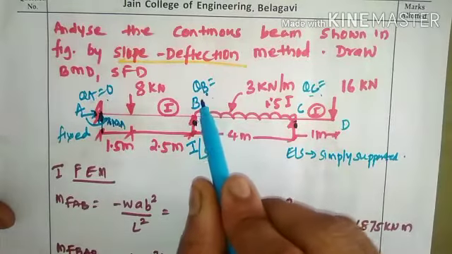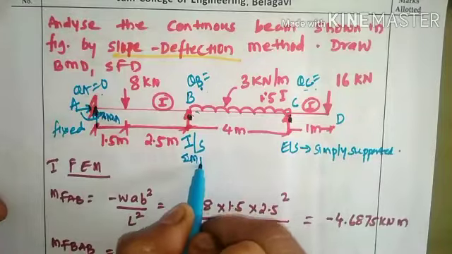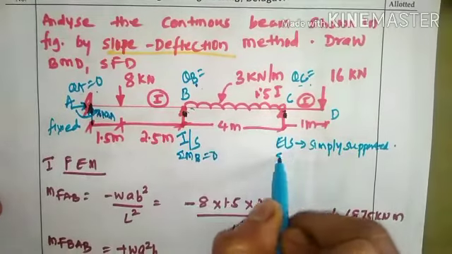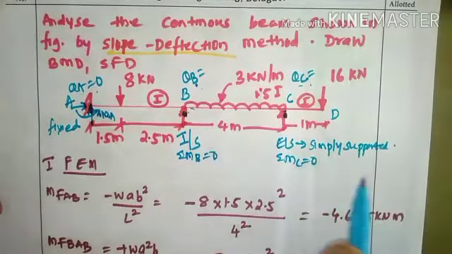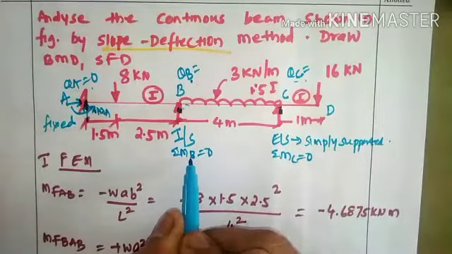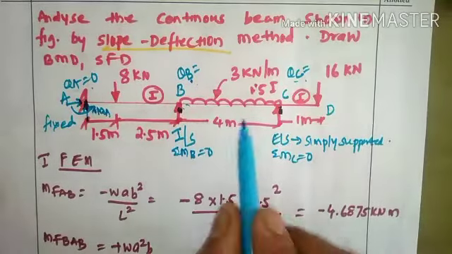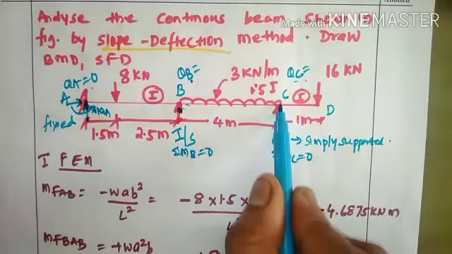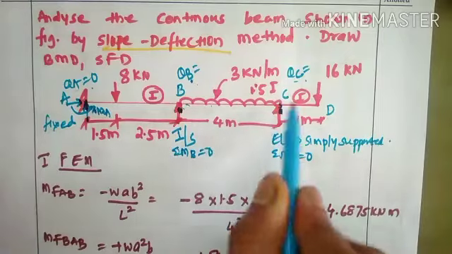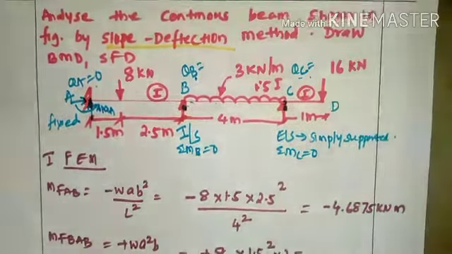Now as I require theta B and theta C, the equilibrium equation that should come to mind is summation MB will be 0 and summation MC will be equated to 0. And for the members connected at B, on the left hand side it will be BA and on the right hand side it will be BC. Similarly, the members connected at C will be CB and CD. So these are nothing but the equations of equilibrium and the members connected to the individual joint.